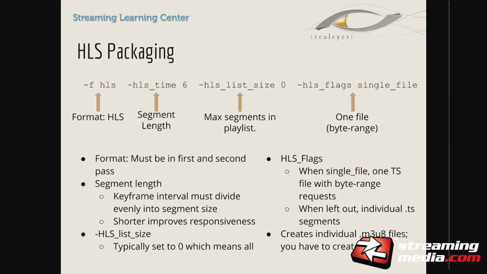And then HLS flags controls whether you create multiple output files, transport streams, or one file where you grab byte range requests within that file. So if you want byte range requests for a single file, that's what I like doing when I know it's not going to cause compatibility issues. This is the command structure to make that happen.